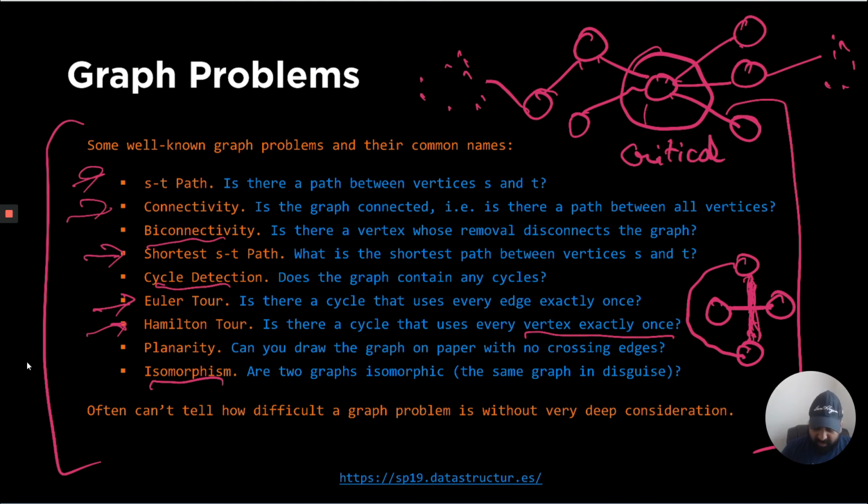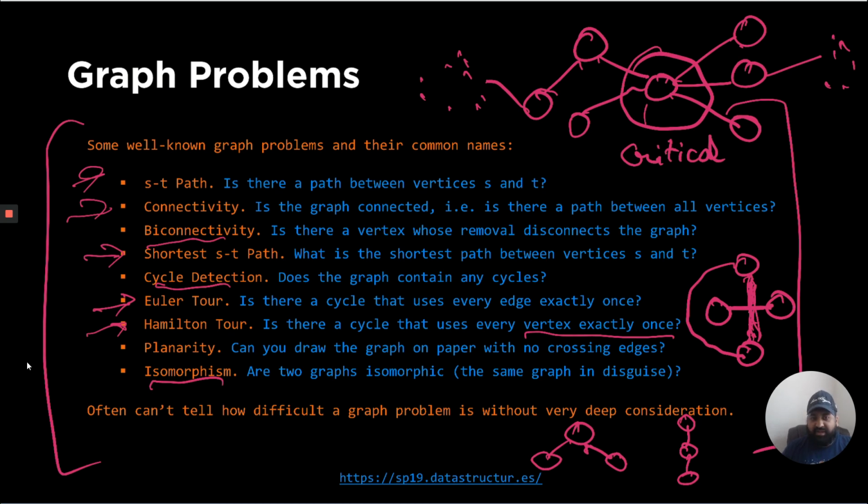And the last one is isomorphism: are these two graphs isomorphic? You might have a graph that looks like this, and another one that looks like this. Visually they might look different, but at the end they are representing the same graph. So checking whether two graphs are isomorphic or not is another common problem. Again, these are all hard problems, and we are going to discuss some of them in the course.